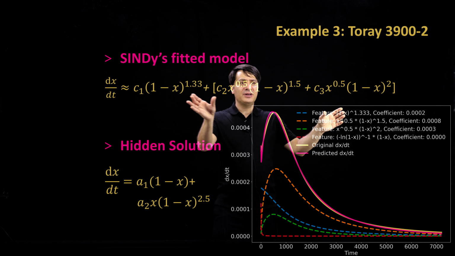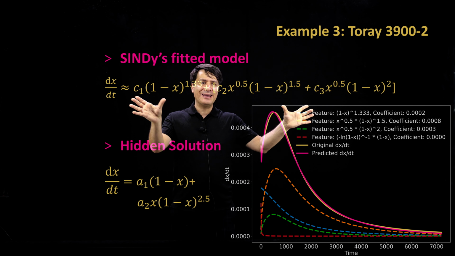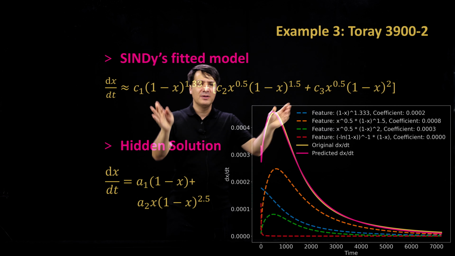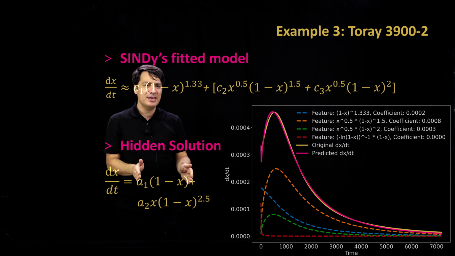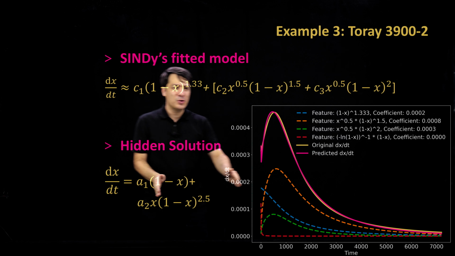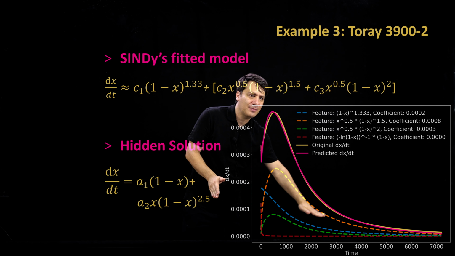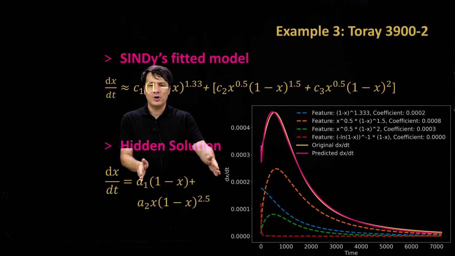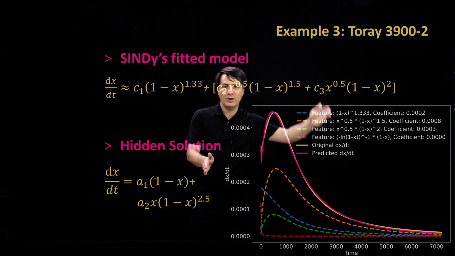So not only does it figure out that there are two types of reaction, again, it finds the powers. And if you look at the hidden solution, it is also following the same logic. There's a 1 minus x component that creates this deceleration type behavior, and there is x, 1 minus x to the power, that creates this acceleration, deceleration.